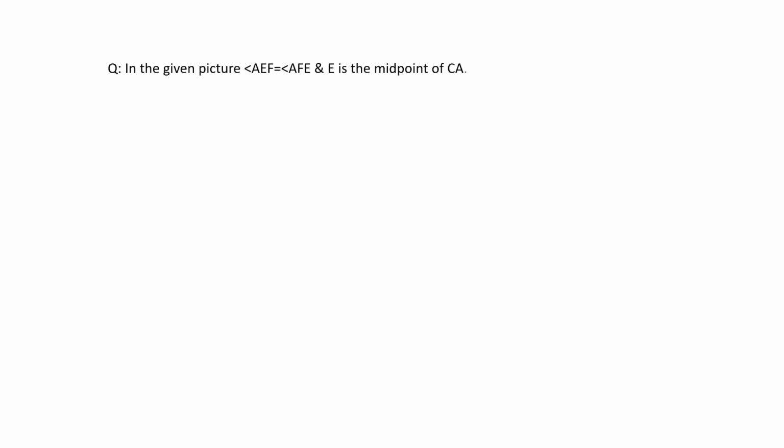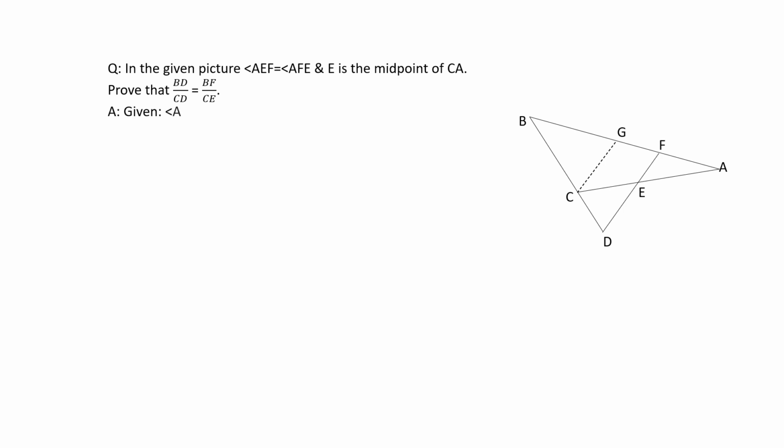In the given picture, angle AEF equals angle AFE, and E is the midpoint of CA. Prove that BD by CD equals BF by CE. Let's draw the picture. Given that angle AEF equals angle AFE and E is the midpoint of CA. Construction: CG is drawn parallel to DF.